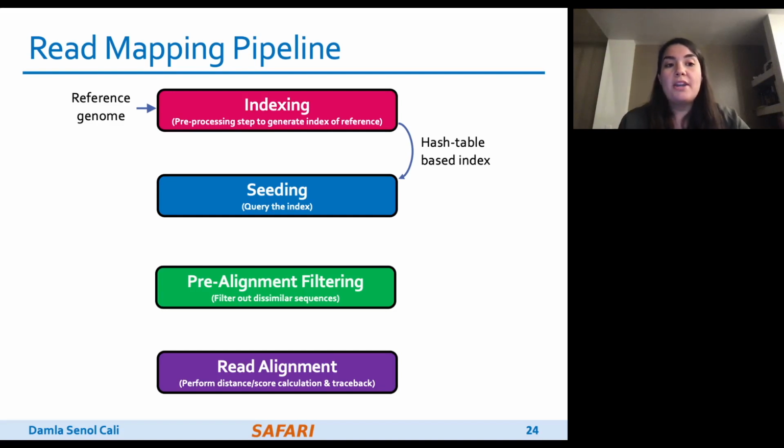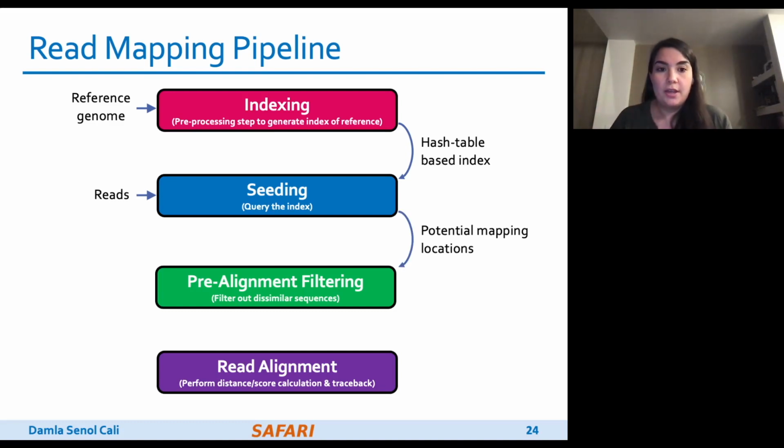So in the second step, seeding, we query the index structure for determining potential mapping locations of each read in the reference genome using the substrings, or we call them seeds, so that's where the name of the step is coming from. So we end up finding potential mapping locations for each read. In the third step, pre-alignment filtering uses filtering heuristics to examine the similarity between every read and its potential matching segment on the reference genome that are identified in the second step. And the goal here is to eliminate most of the dissimilar sequences to decrease the number of required alignments.